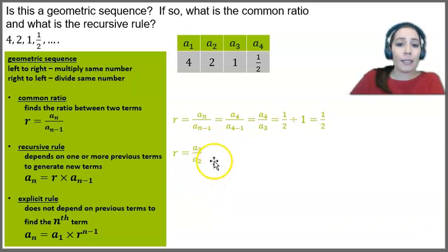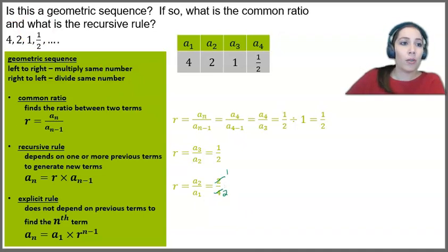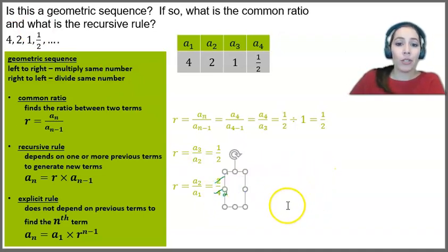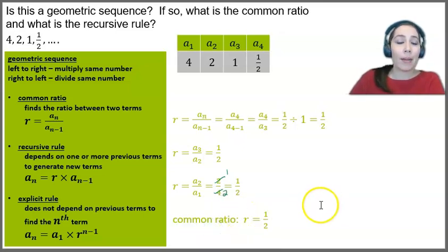So I'm going to take a sub 3 divided by a sub 2, so that'll be 1 divided by 2. And then between a sub 2 and a sub 1, I would have 2 divided by 4, and I can reduce this. 2 divided by 2 would be 1, 4 divided by 2 would be 2, and so this one actually reduces to 1/2 as well. So I do have the same number that I am either multiplying if I go left to right or dividing if I go right to left. So my common ratio is r equals 1/2.